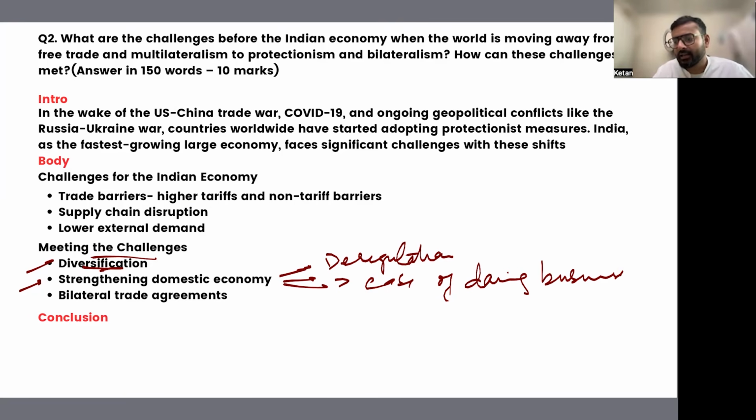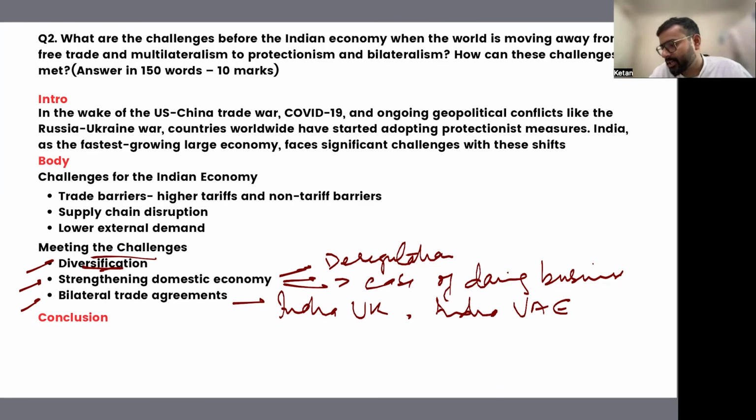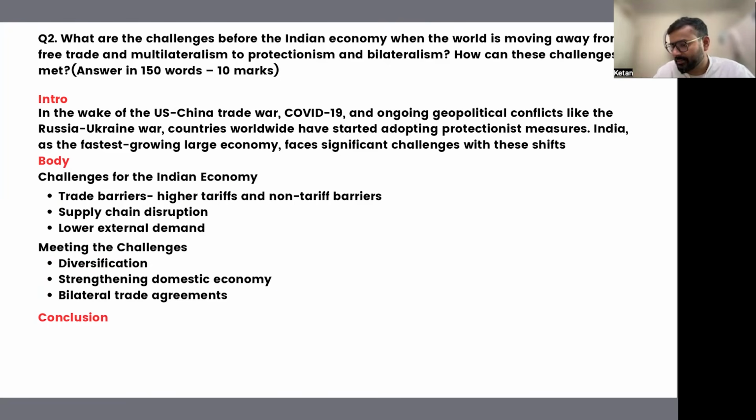And then another solution can be more bilateral trade agreements, because now the World Trade Organization is somewhat failing in its mandate. Therefore, India will also need to do bilateral trade agreements with different countries. And you can also use examples of the recent India-UK, India-UAE trade agreements, even the India-Australia trade agreement, and the ongoing negotiations with the European Union. So those sorts of things you can utilize here.